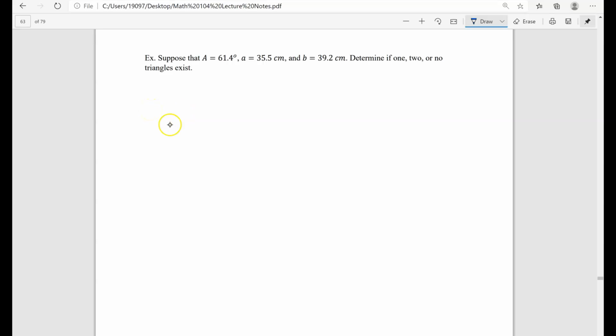I'm going to start off by drawing my triangle. Now we're given A, this is 61.4 degrees, and then you know that little a is going to be opposite of it. You got little b, which is going to be 39.2 centimeters, and then you got big B over here. So little c's there, big C's there. Okay, so first let's start off by doing the law of sines.